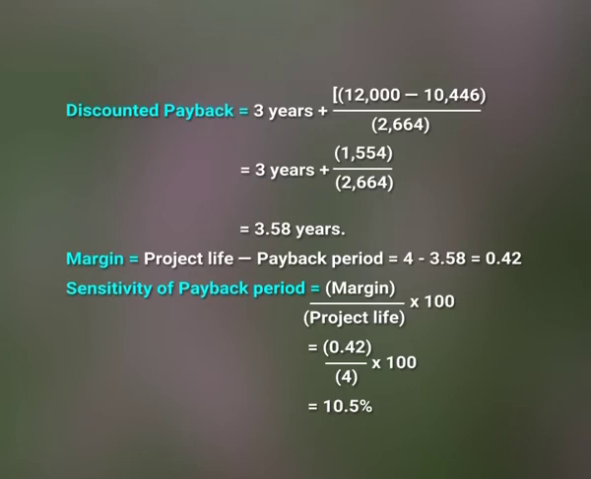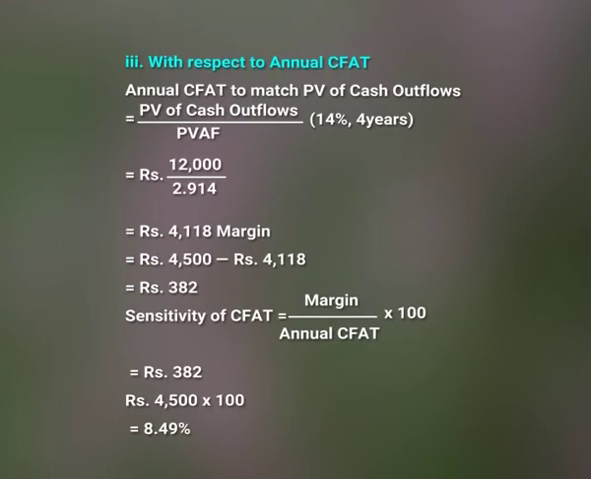So, thus margin is equal to project life minus payback period, which is equal to 4 minus 3.58, which gives us 0.42. So, sensitivity of payback period is equal to margin divided by project life multiplied by 100, which is equal to 0.42 divided by 4 multiplied by 100, which is equal to 10.5%. Then next we will see with respect to annual cash flow after taxes.